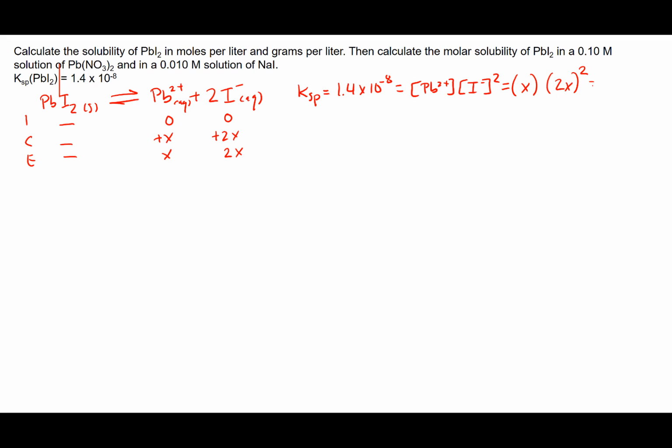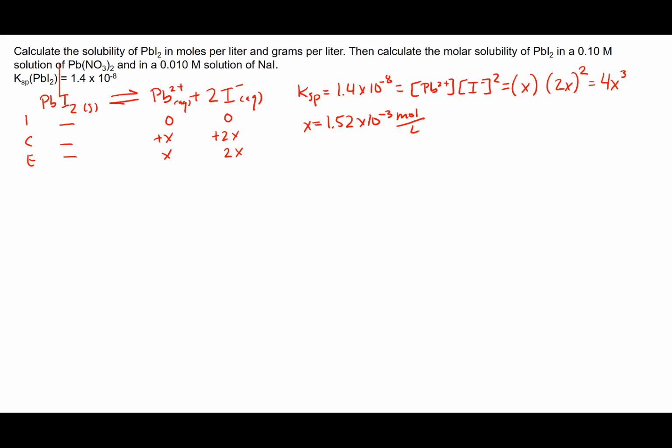We take that and work our way through it, and what we get is 4x to the power of 3, so 4x cubed. We solve for x in this case, and what we get is 1.52 times 10 to the negative 3 moles per liter. That's the molar solubility of lead iodide.